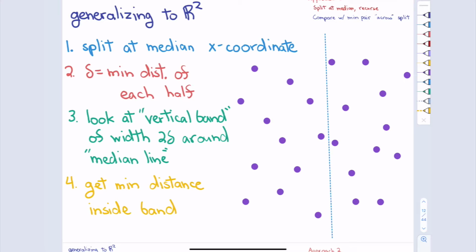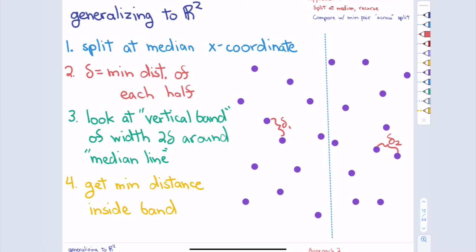Then we'll recurse on both sides and find the minimum distance on left and right. So on the left, maybe this is the closest pair. On the right, maybe that's the closest pair. That seems to be a little bit less. But I divided in half, and I recursed on both sides.